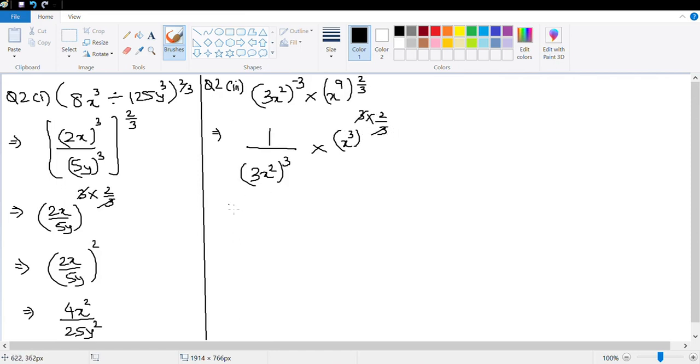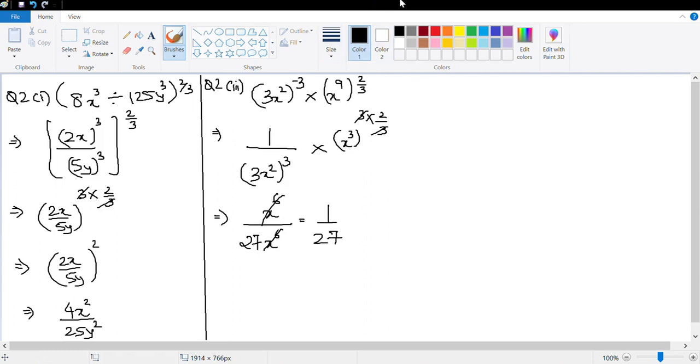This gets cancelled. So I have x to the power 3 to the power 2, that's x to the power 6 upon 27. 3 to the power 3 is 27, and this is x squared to the power 3 is also x to the power 6. So x to the power 6 and x to the power 6 gets cancelled. So my answer is 1 upon 27. Let's move on to the next question.